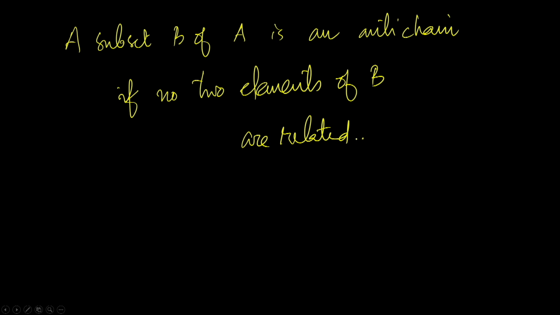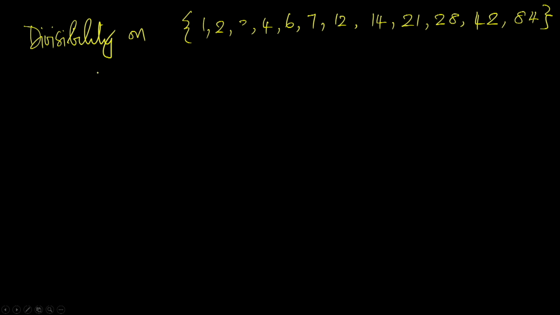So, that is the definition of a chain and an anti-chain. So, let us take an example now. Let us consider the divisibility relation. The set 1, 2, 3, 4, 6, 7, 12, 14, 21, 28, 42 and 84. This is the set of divisors of 84.